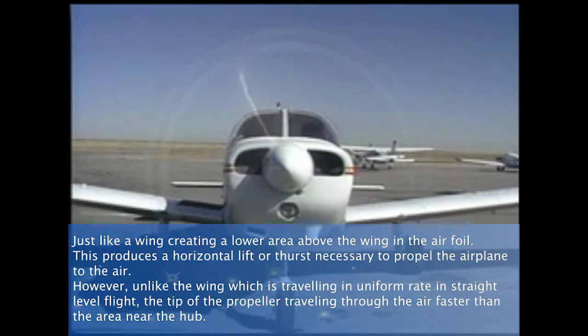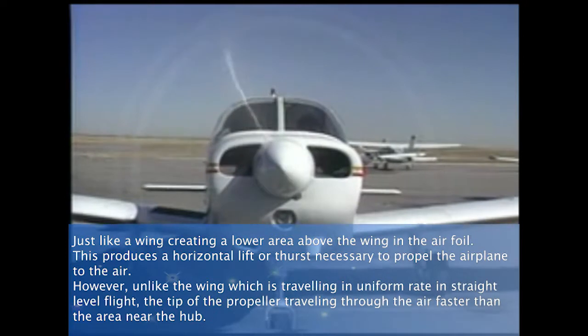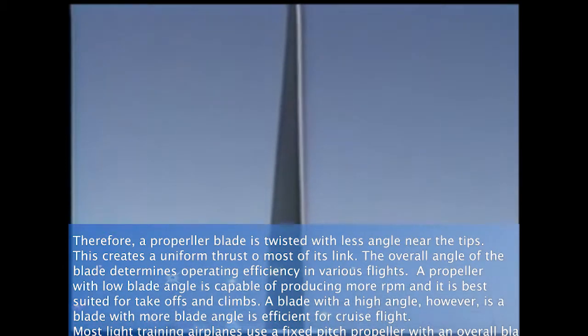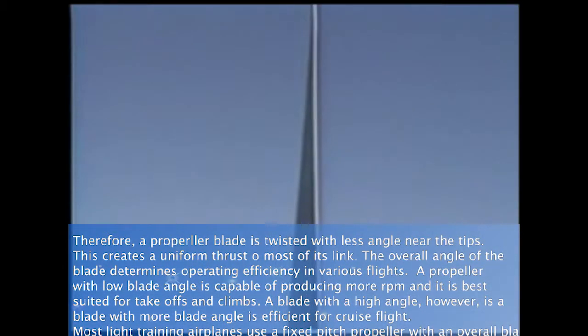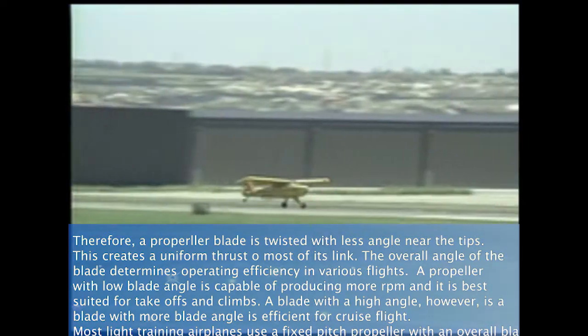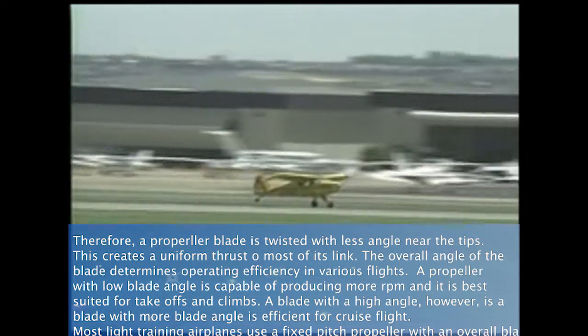However, unlike the wing, which is traveling at a uniform rate in straight and level flight, the tips of a propeller are traveling through the air faster than the area near the hub. Therefore, a propeller blade is twisted with less angle near the tips. This creates uniform thrust along most of its length. The overall angle of the blade determines its operating efficiency in various phases of flight.